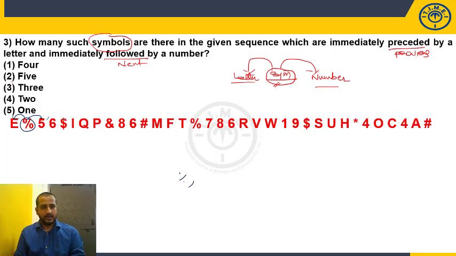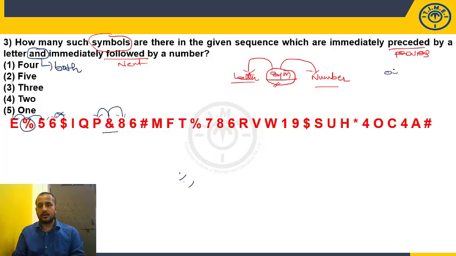Next, dollar. Next symbol is dollar. Is it preceded by a letter? No. So not required for me. And percent. Is it preceded by a letter? Yes. Then you need to check the second one. Is it immediately followed by a number? Yes. Because what is the connective term given to us? And. And means it has to satisfy both the conditions. Very, very important.